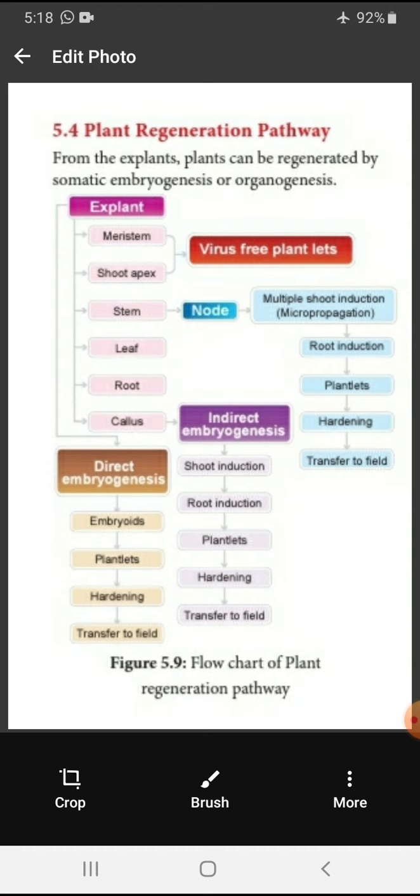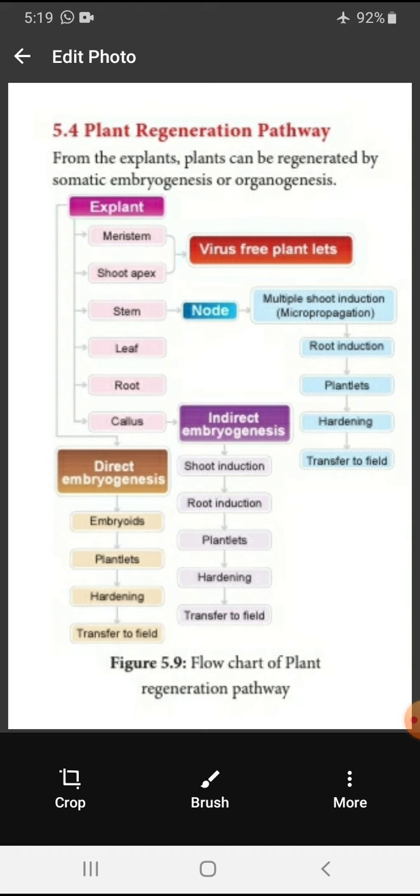We can see the separate protocol. So this is the important one, the flowchart for the plant regeneration pathway. What is the method we can follow? The direct embryogenesis. Here, in direct embryogenesis, it undergoes the development of embryoids. Then from the embryoids it produces plantlets, then undergoes hardening and transfer to field.